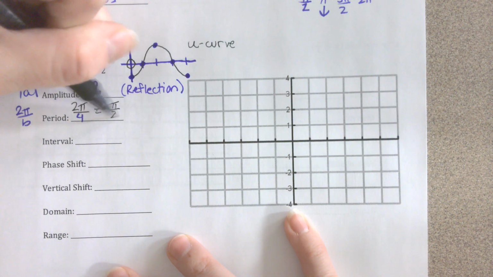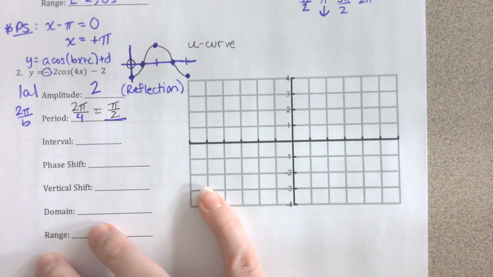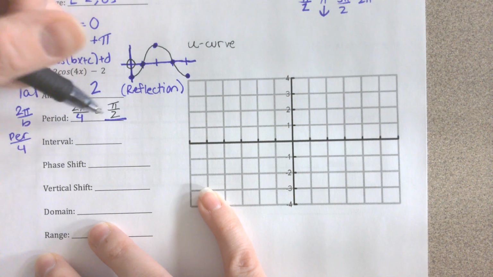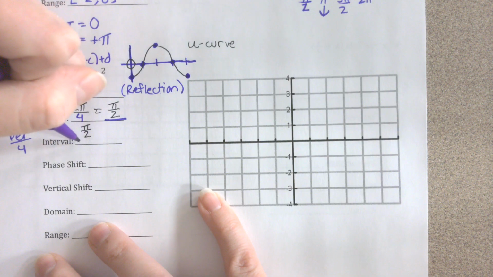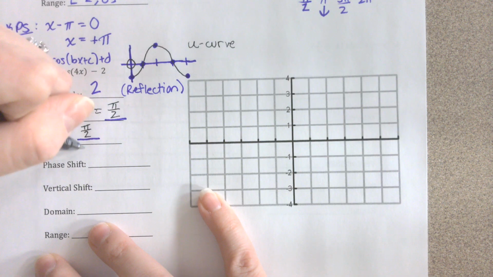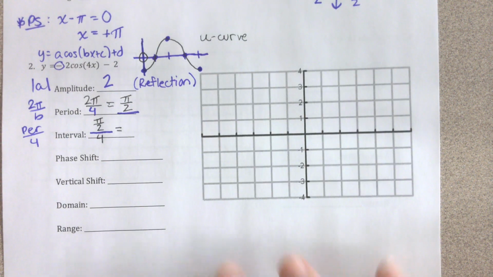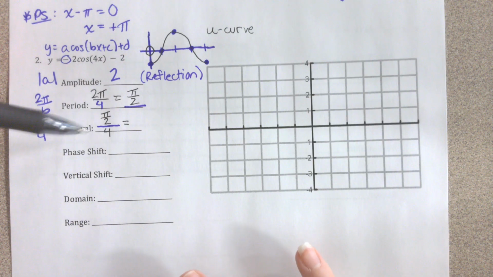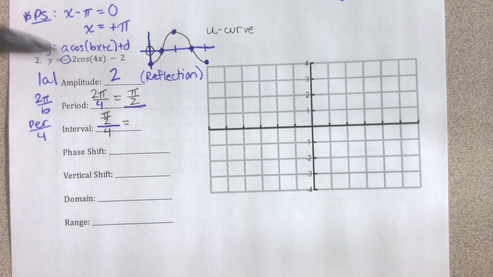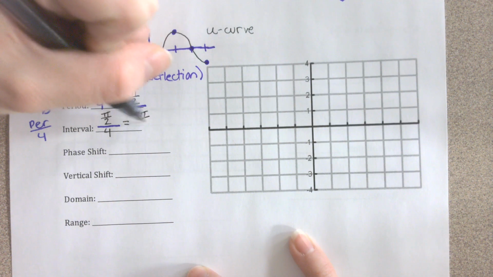Reducing, pi over 2. Interval, period over 4. Period is pi over 2, over 4. Now the quick trick here, when you have this set up, you have a fraction divided by a number. You just multiply, quote unquote, the two denominators, if you will. 2 times 4 is 8, so the new number is pi over 8.